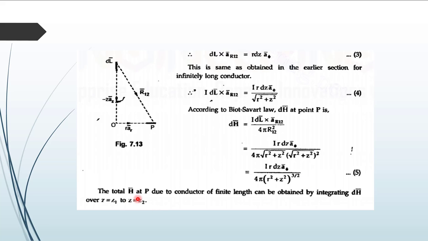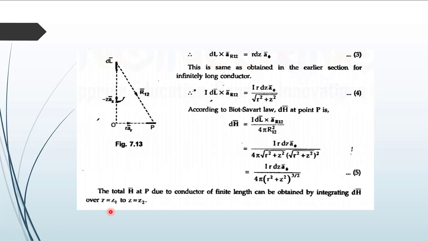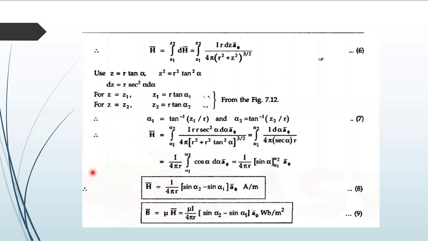Okay. So the total H at point P due to both the ends, due to the complete length of the filament, we have only considered this much now. So we have to consider the limits from z1 to z2. So instead of minus infinity to plus infinity, here the lower limit is z1 and the upper limit is z2. So we will integrate dH from the limits z1 to z2 to find the complete H.